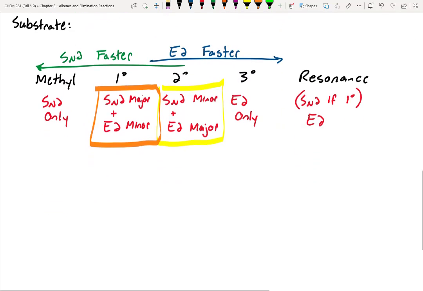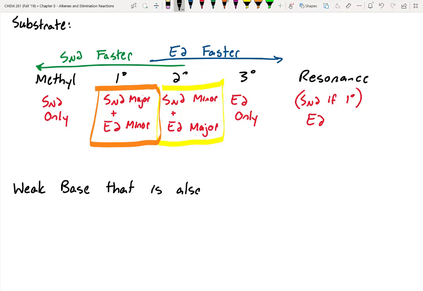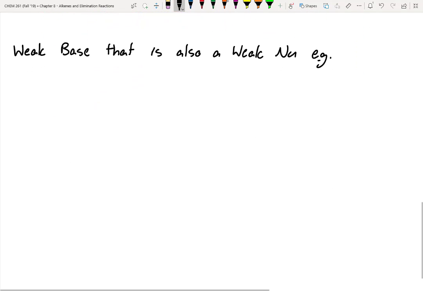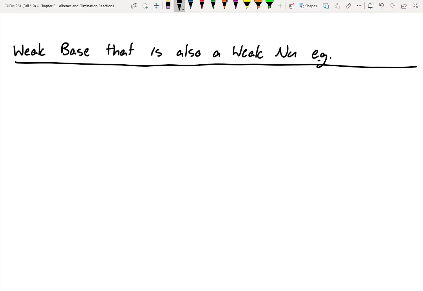All right, let's do our last one. What if we have a weak base that is also a weak nucleophile? And let's come up with some examples of these. What are some weak bases that are also weak nucleophiles? Water. And really any alcohols. You notice how these are neutral. They don't have negative charges, meaning they're not going to be very good bases. And because they don't have negative charges, they're not going to be very good nucleophiles either.